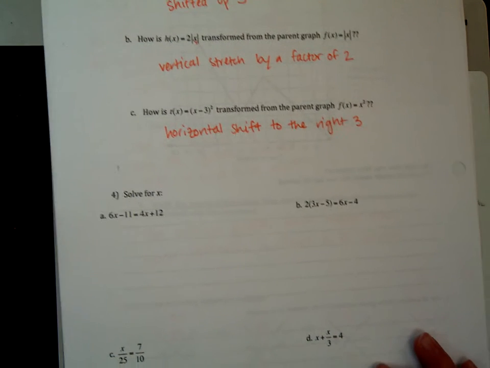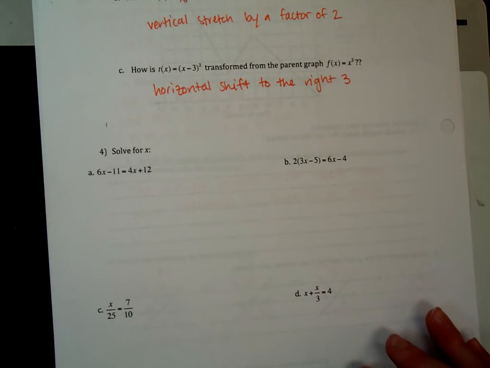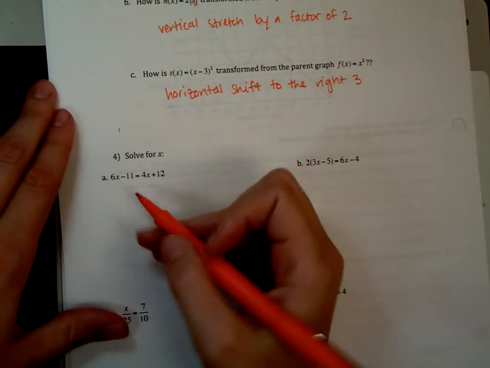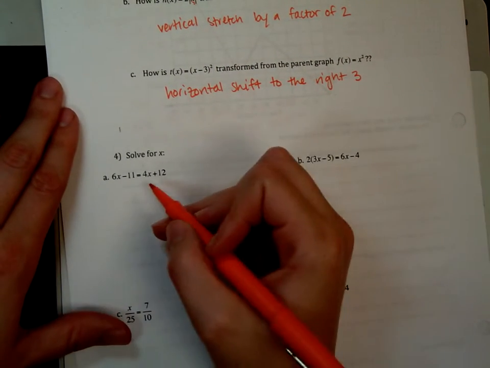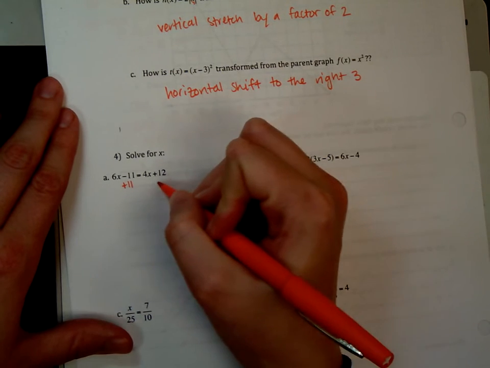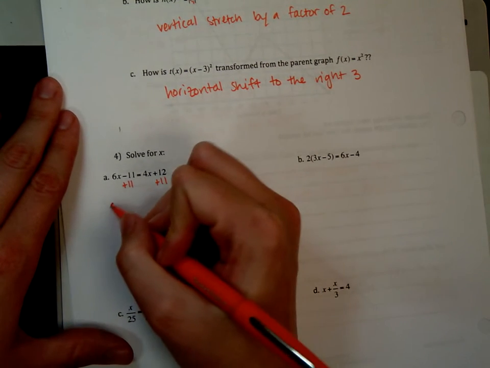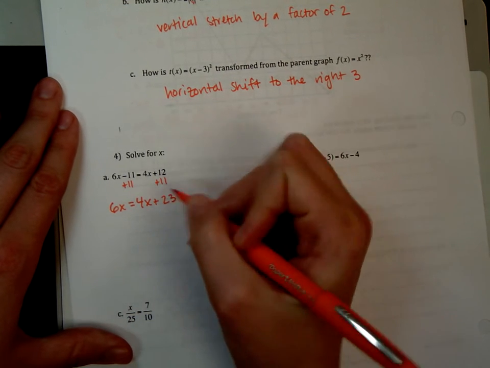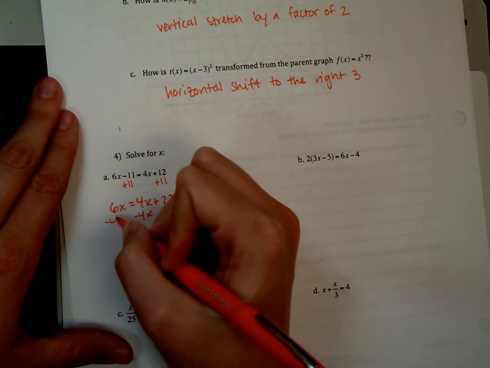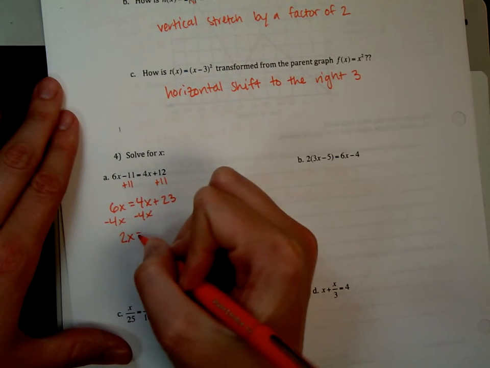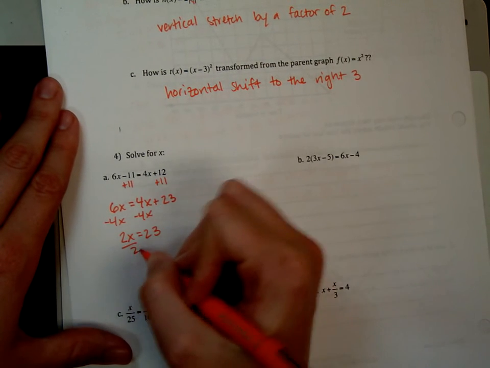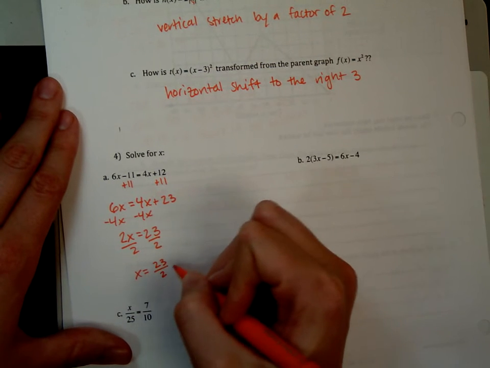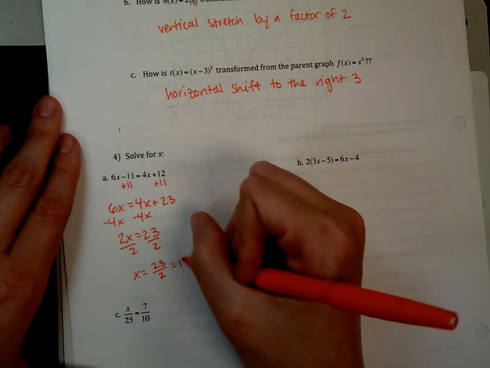All right, in these last equations, we need to solve for x. So first I'm going to add 11 on both sides. So I get 6x equals 4x plus 23. Then I'll subtract 4x. 2x equals 23. Divide by 2. And we get x equals 23 over 2, which is 11.5.